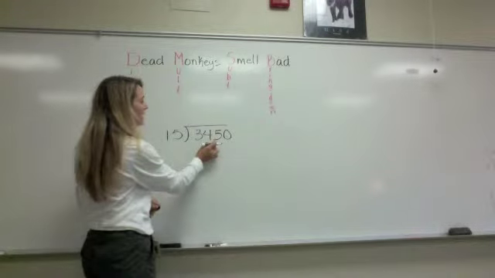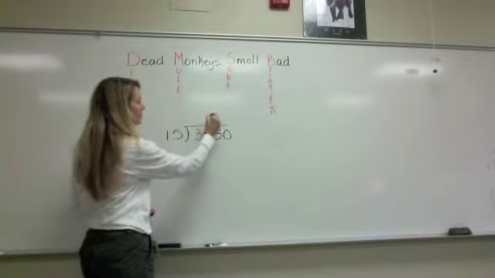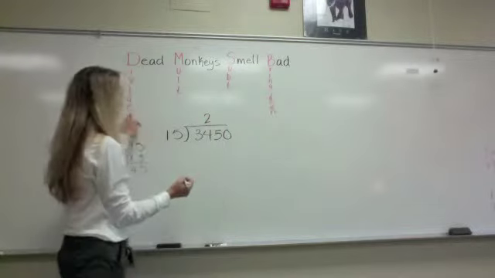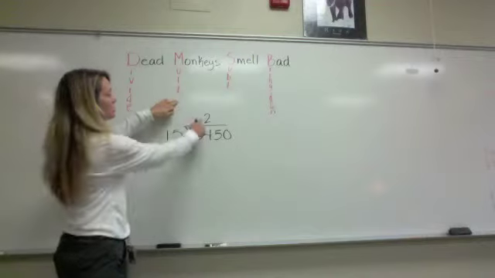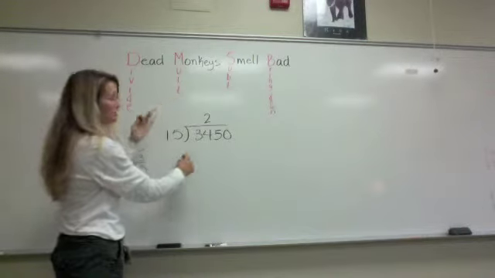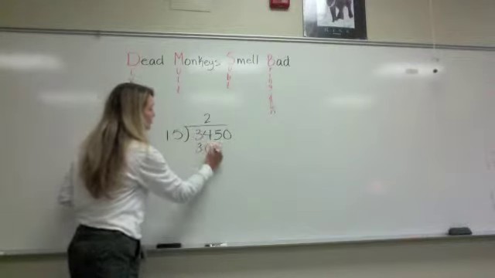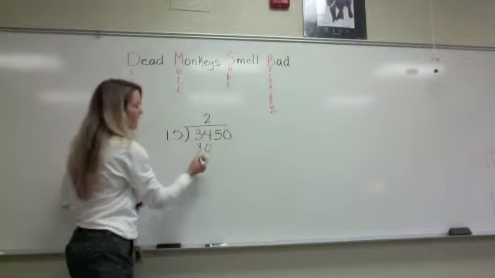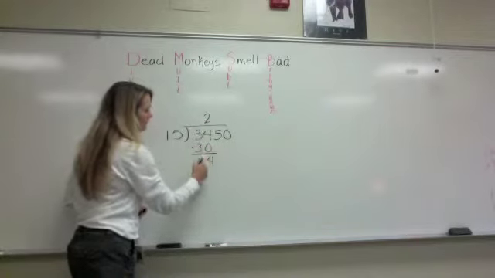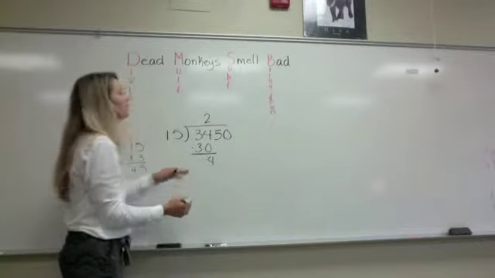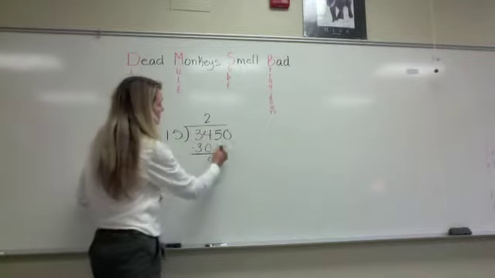Now, I have to write that over my 4. So I'm going to put a 2. So I've done the division step. Now I'm going to multiply. 2 times 15, we just said, is 30. Now I'm going to subtract. 4 minus 0 is 4, and the 3 minus 3 is 0. Now I'm going to bring down.